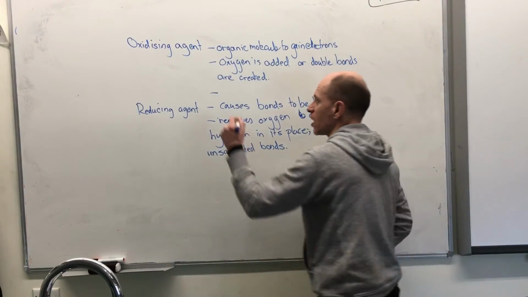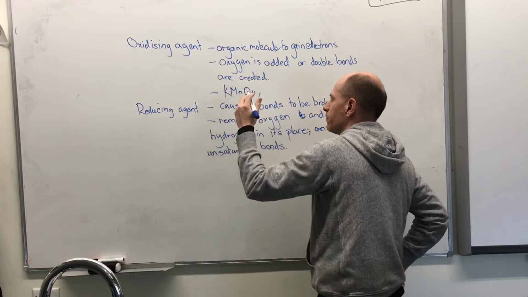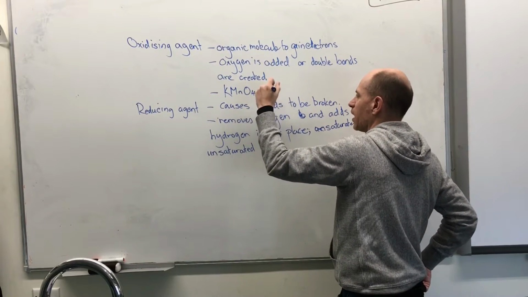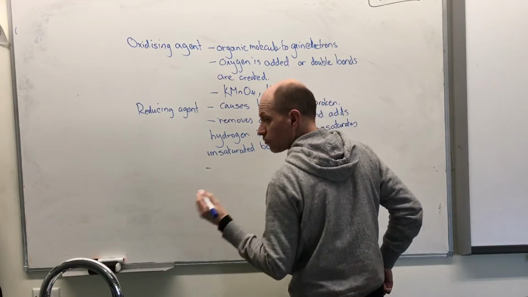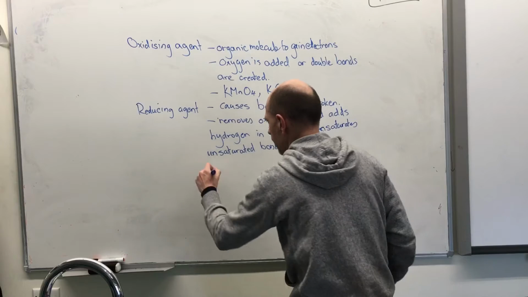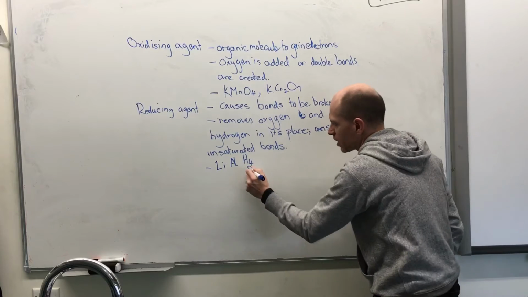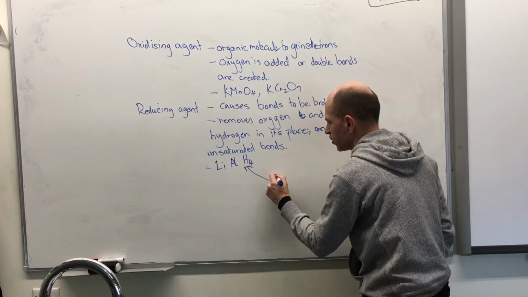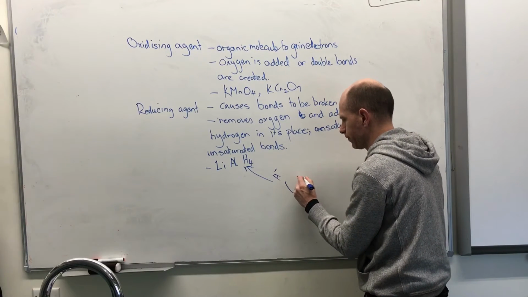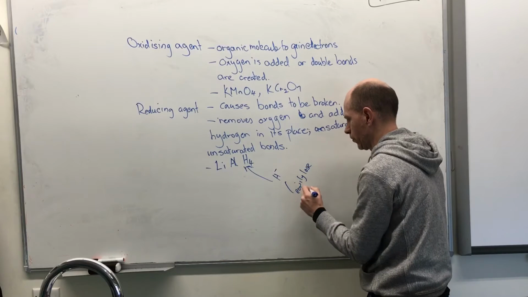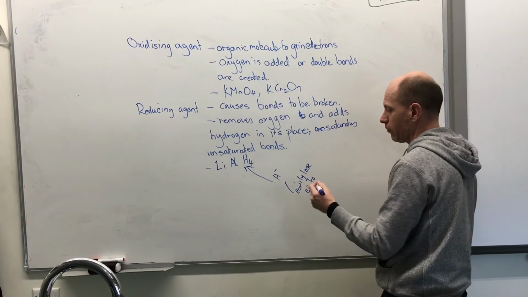Examples of oxidizing agents are potassium permanganate, so KMnO4, and potassium dichromate, so K2Cr2O7. Examples of reducing agents, there's only really one in organic chemistry that we're going to talk about, and that's lithium aluminium hydride. In this case, the hydrogen has an oxidation state of -1, so it can easily lose electrons to form a bond.